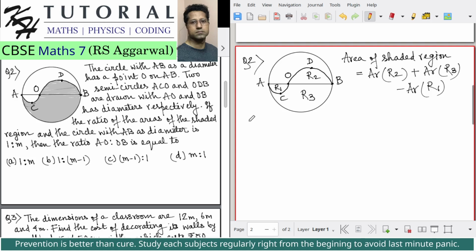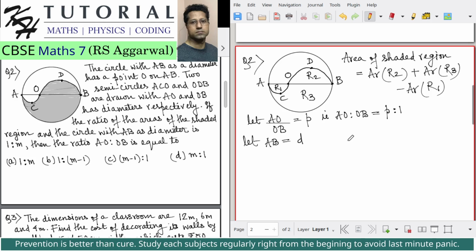Let us consider AO is to OB to be equal to P. That is, we are assuming AO is to OB is equal to P is to 1. Now also let the diameter of the big circle AB be equal to D. The diameter of the big circle, that is the circle having the diameter AB. Let's say the length of the diameter AB is equal to D.